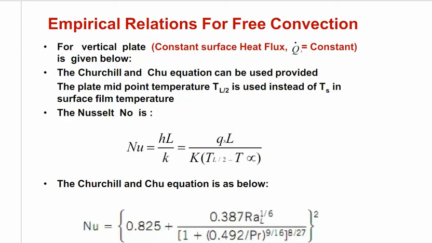The Nusselt number Nu is equal to hL by k, which is equal to QsL by k times the temperature difference of T at L by 2 minus T infinity. The Churchill and Chu equation is as given below: Nu is equal to 0.825 plus 0.387 Rayleigh number raised to power 1 by 6 upon 1 plus 0.492 by Prandtl number raised to power 9 by 16, the whole raised to power 8 by 27, and complete raised to the power 2.